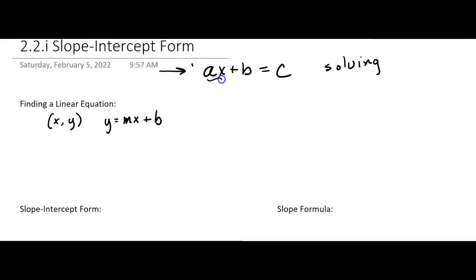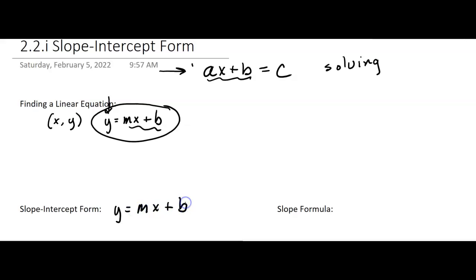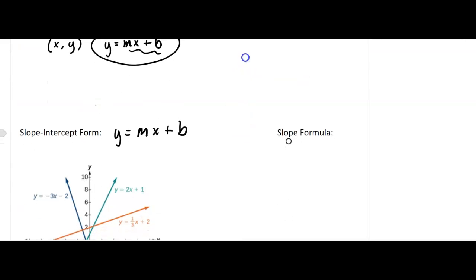So you can see it's kind of similar to the other equations that we were working with, but now we have a second variable y. And we're going to work on graphing these and finding those equations and the relationship and what it means. Okay, so slope-intercept form is y equals mx plus b. You might remember that from another course.